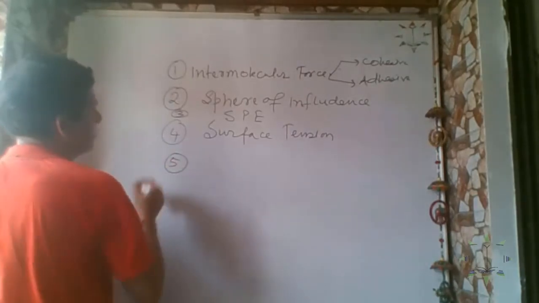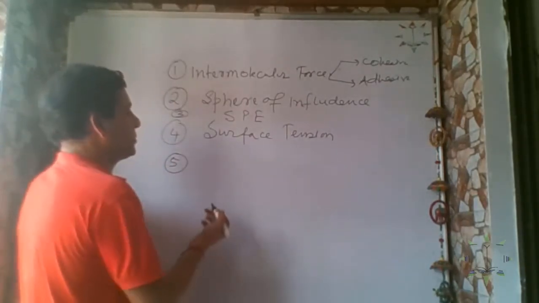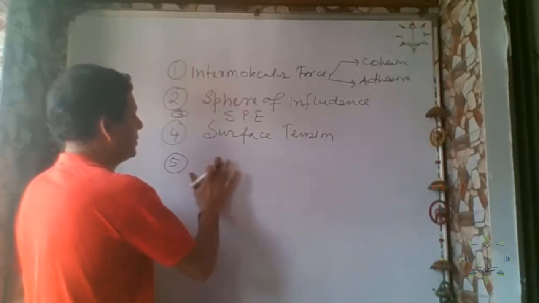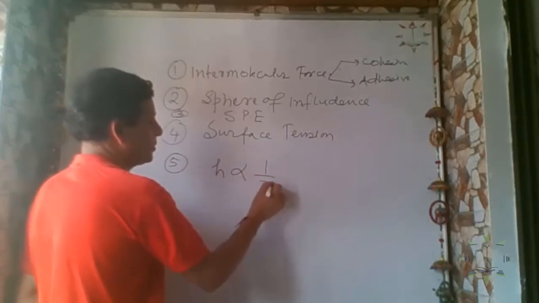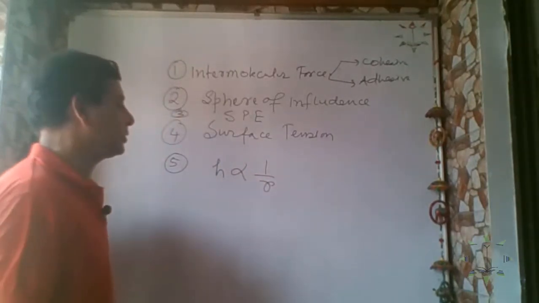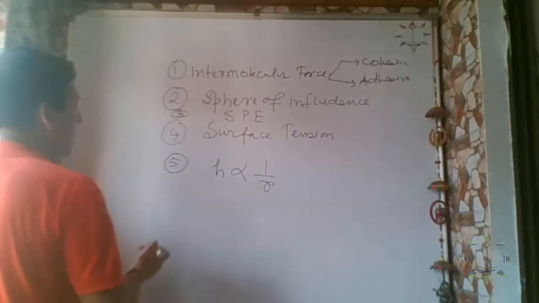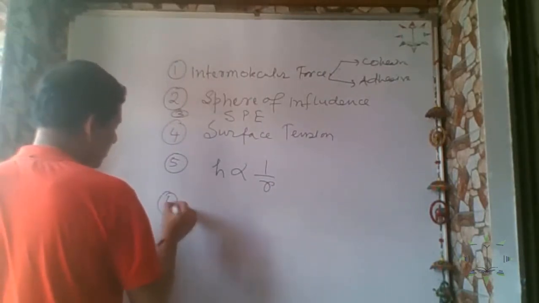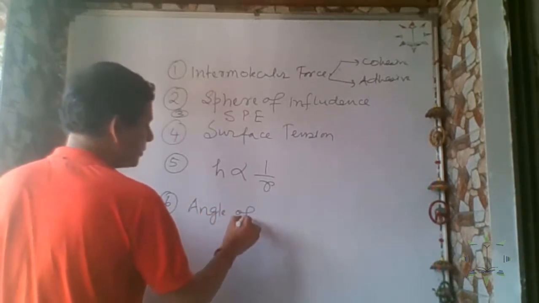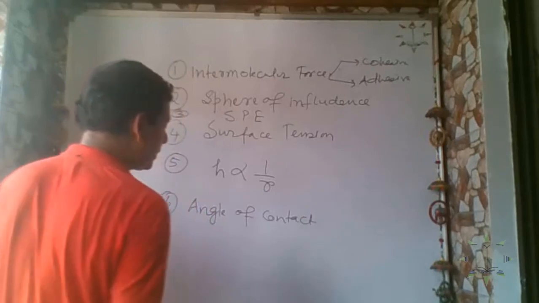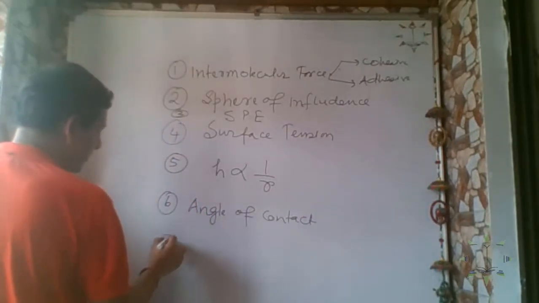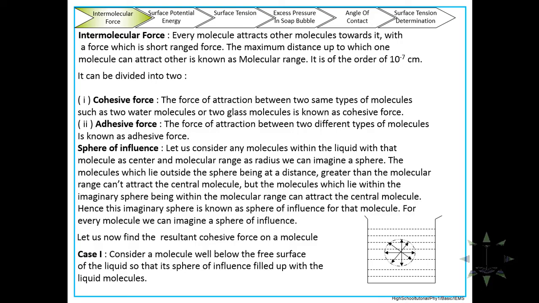Then we studied the relationship between surface tension, Jurin's law, and the height raised inside the liquid, which is proportional to the radius of the capillary tube. So the relationship between the surface tension and the height attained inside the liquid tube. Then we explained what is angle of contact, and while explaining angle of contact, we explained the shape of the free surface. So can you come and explain?